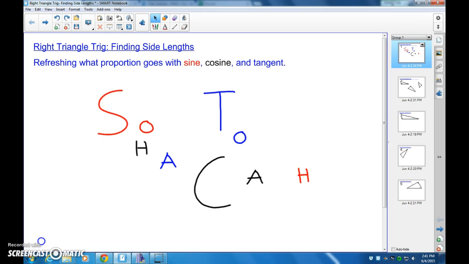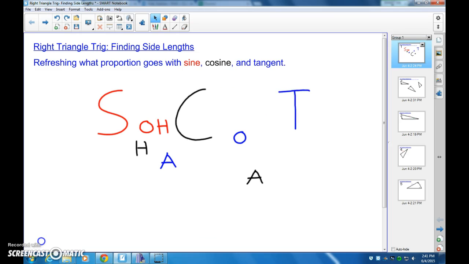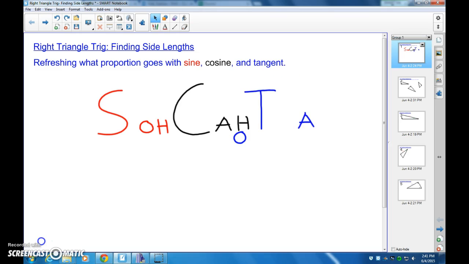So S, O, H, C, A, H, T, O, A. SOHCAHTOA. A lot of geometry teachers teach this word as an acronym to organize students' understanding of the relationships between which side goes with what proportion.